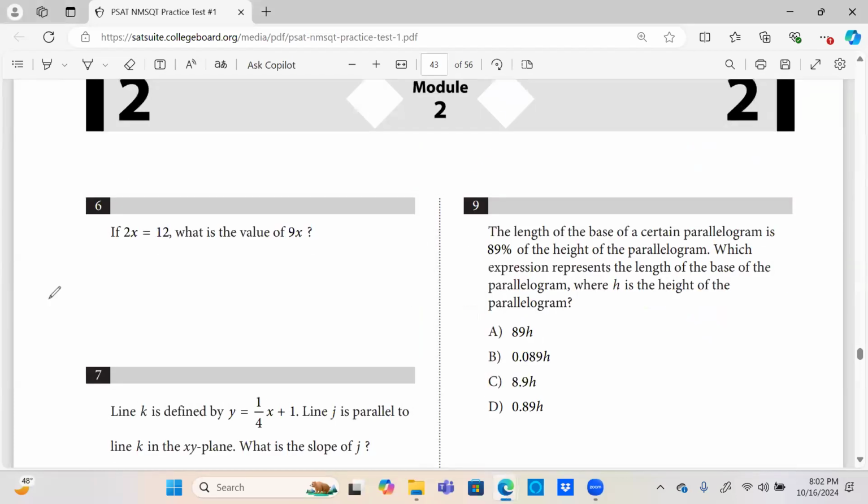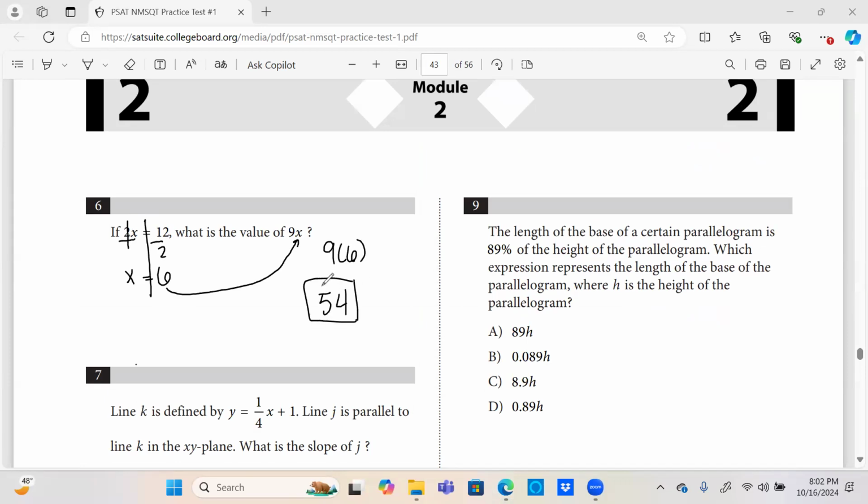Number 6, if 2x equals 12, what is the value of 9x? Let's solve for x by dividing by 2. So x is 6, and then put that in. 9 times 6 is 54. That's what you would type in, 54. Okay, that was 6.